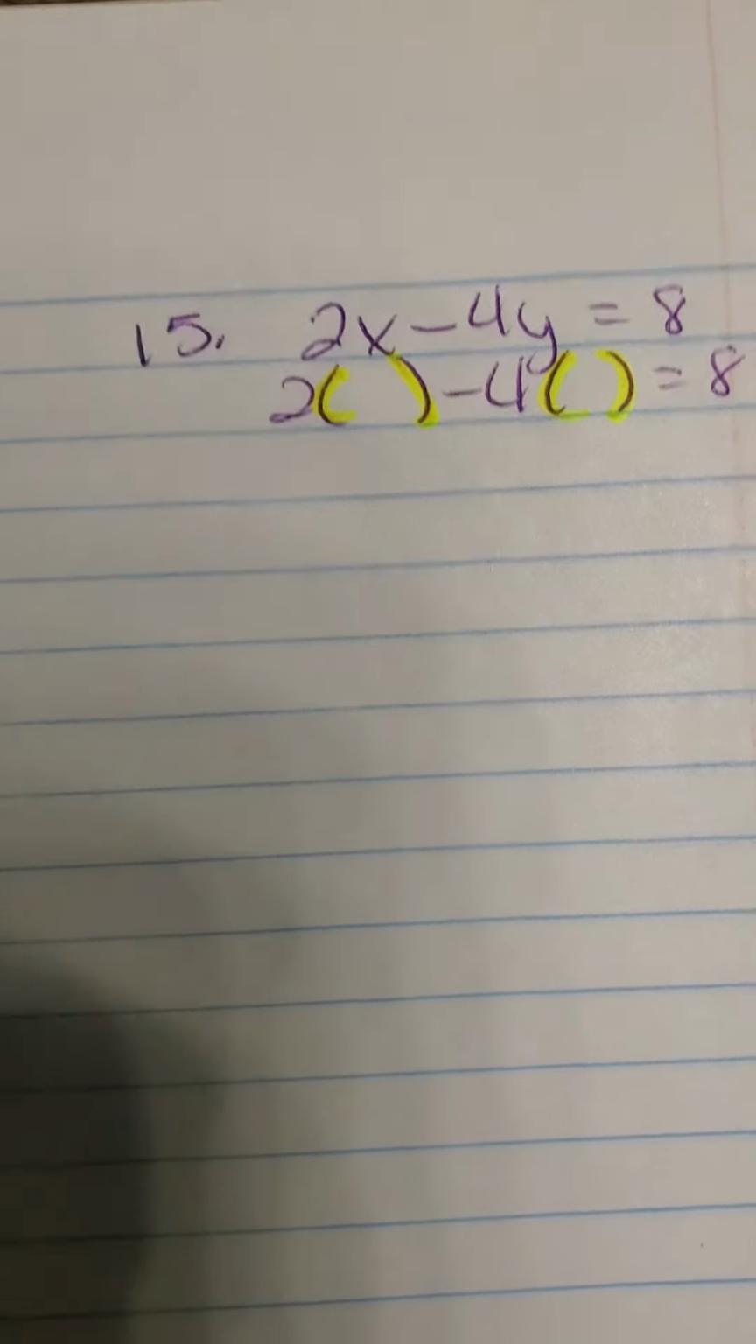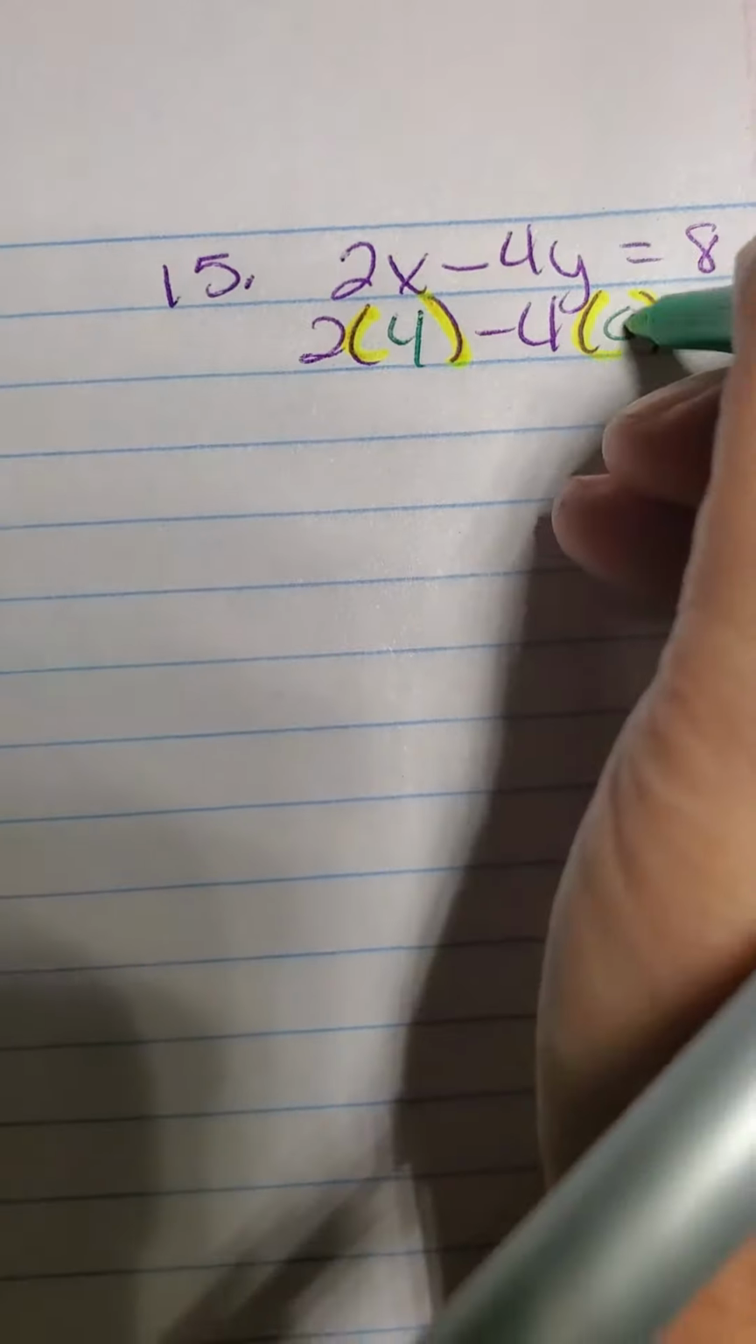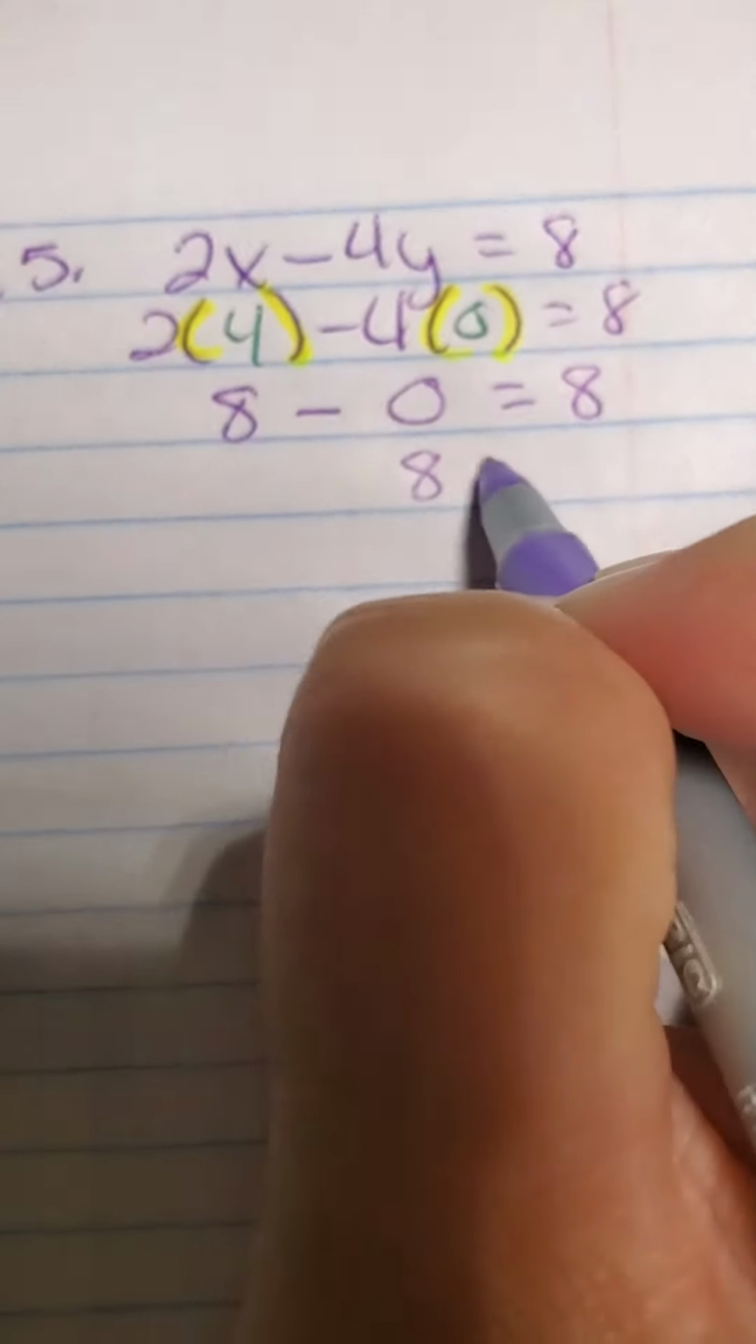So we're going to put, what are we going to put? 4 here, 0 here. Is that how you set it up? And then order of operations. So we've got 8 minus 0 equals 8. Copy the rest of the problem. Over here, 8 take away nothing is 8.